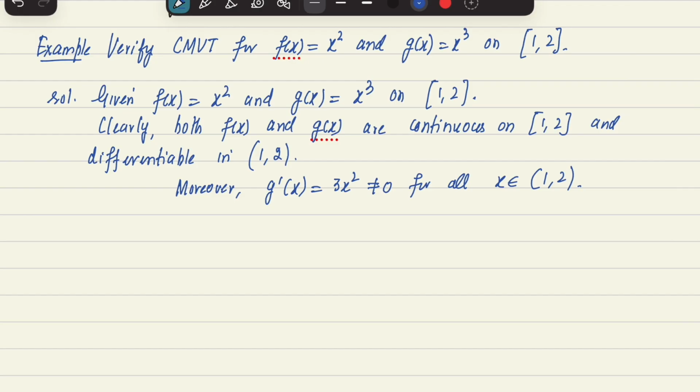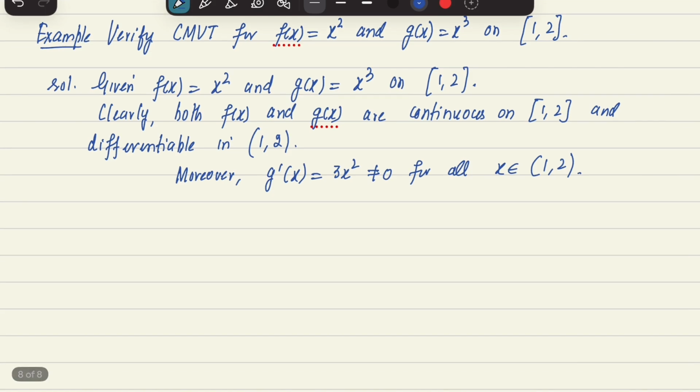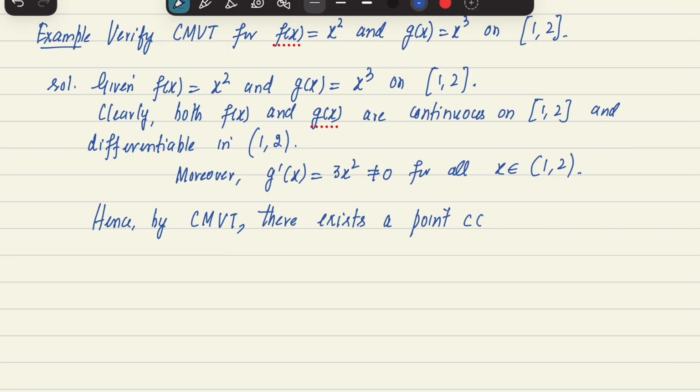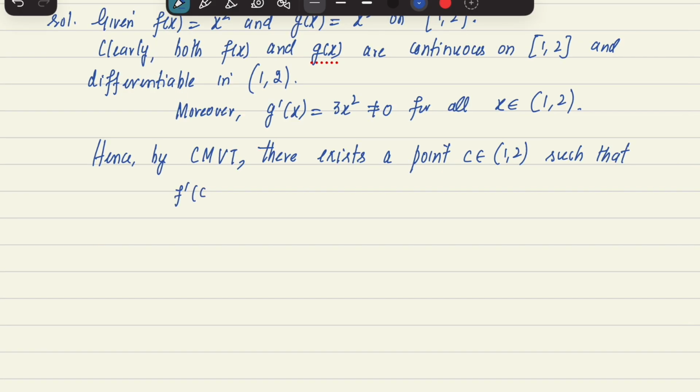In fact, we can see that g dash of x equal to 3x squared is equal to 0 provided x is equal to 0. But 0 does not belong to the interval 1, 2. Therefore, g dash of x is not equal to 0 anywhere. So hence by Cauchy's mean value theorem, there exists a point c belonging to the open interval 1, 2 such that f dash of c divided by g dash of c is equal to f of 2 minus f of 1 divided by g of 2 minus g of 1.